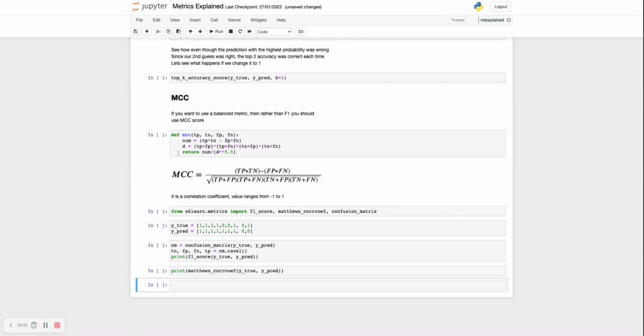So here we go. The MCC score is a correlation coefficient. So it has balance between both the true positives and the true negatives. You see the numerator has equal weightage on true positives, false positives, false negatives. So it gives a balanced model.